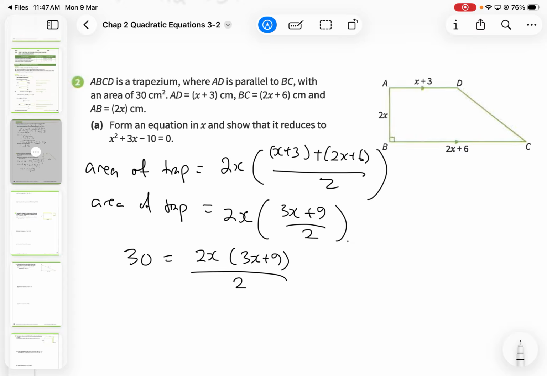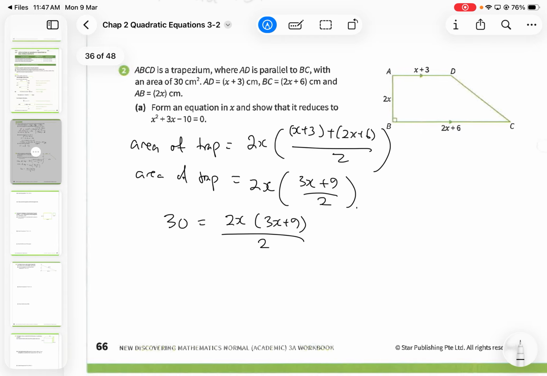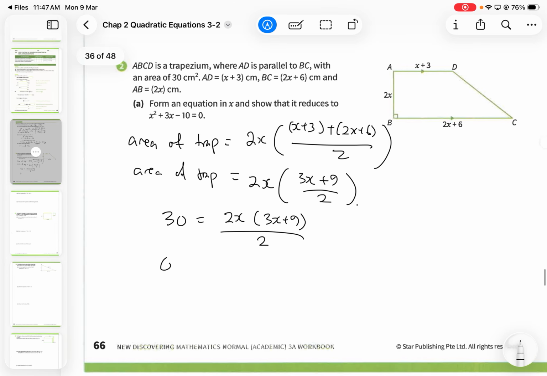Okay? Then, I don't want fraction. So I multiply 2 to both sides. I will have 60 equals to 2x times 3x plus 9. Simplify.